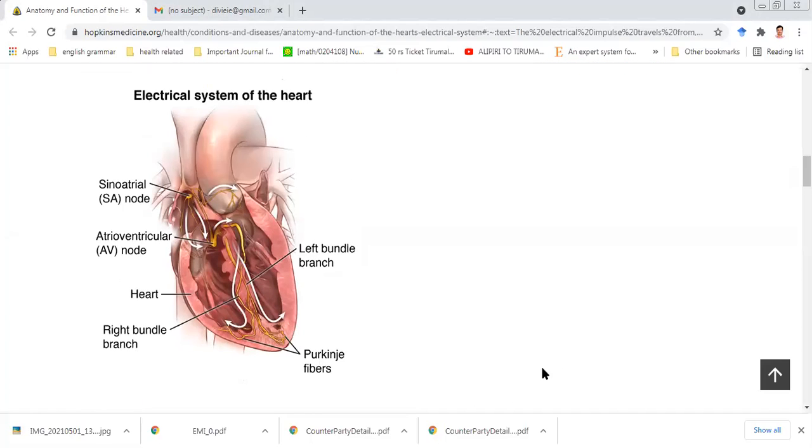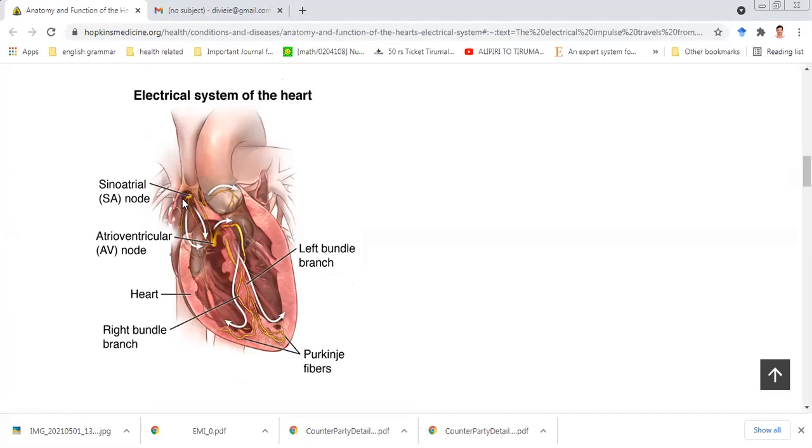So this figure shows the electrical system of the heart. This yellow color is the sinoatrial node, SA node. From there it produces the electrical pulses, and those electrical pulses will travel in this white color. Okay, white color.